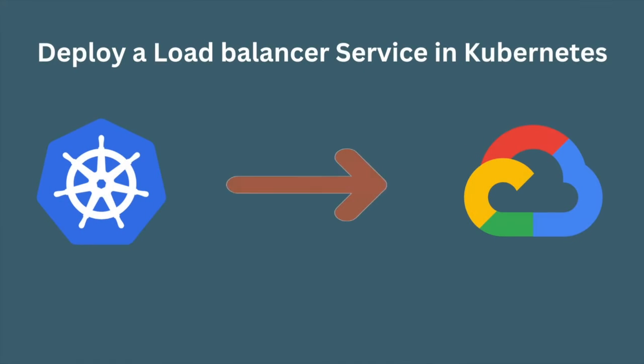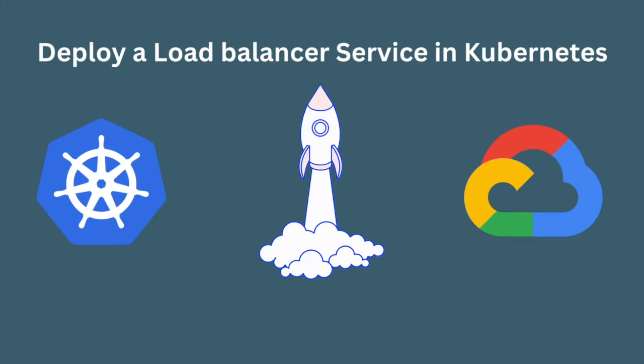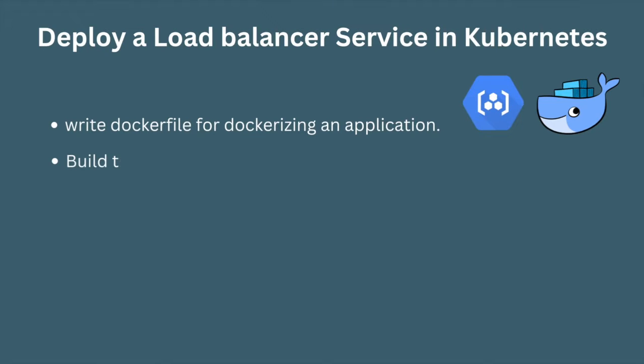So in this video, we will be deploying a load balancer service to GKE, Google Kubernetes Engine. The outline is: we will write a Dockerfile for Dockerizing the application. That will be a simple application. Then we will build the Docker image for that application, and then we will push that image to Google Container Registry.